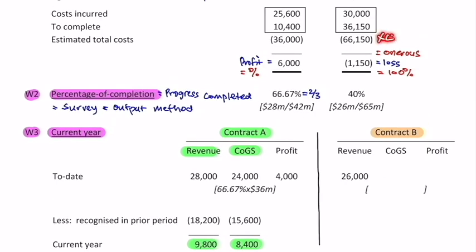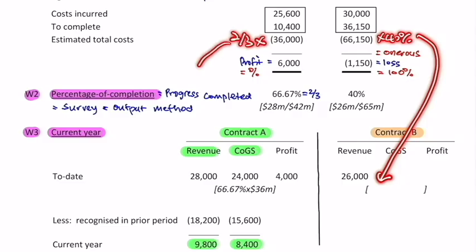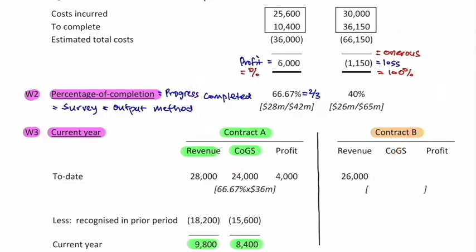Contract B, 40% of the total cost. Just now we took 2/3 of 36. 40% of 66,150 is equal to 26,460. 26 minus 26,460, there's a loss equal to 460.